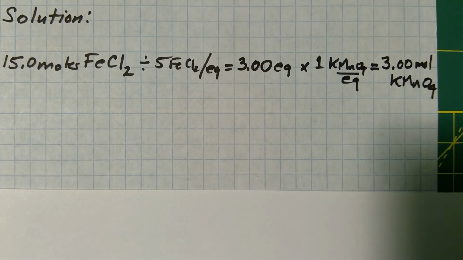Now, because it was only a 2-step problem, going from moles of A to equivalents to moles of B, I kind of did it all in one line. So 15 moles of iron 2 chloride, FeCl2, divided by its coefficient, which in the reaction above was 5, would give you 3.00 equivalents. From that 3.00 equivalents, multiply it times 1, the coefficient in front of KMnO4, that's that invisible one, would give you 3.00 moles of potassium permanganate.